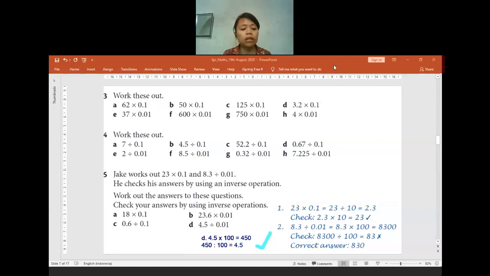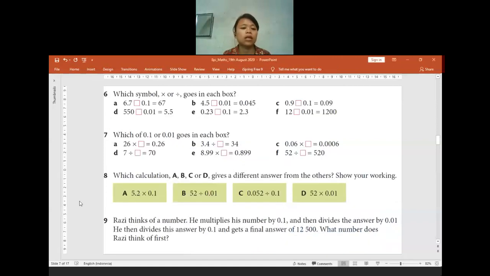If you have no questions, now let us move to question 6. Now we have numbers in here. We have to write what sign, multiplication or division, in each box. Now we have 6.7. I do something with 0.1, and the answer will be 67. You can check that from 6.7 into 67, the number is getting bigger. If it is getting bigger, it means we have to multiply or we have to divide.